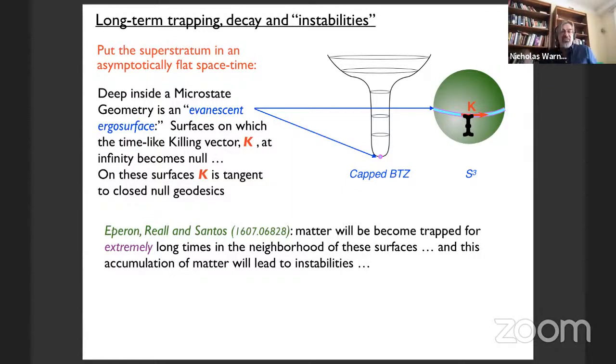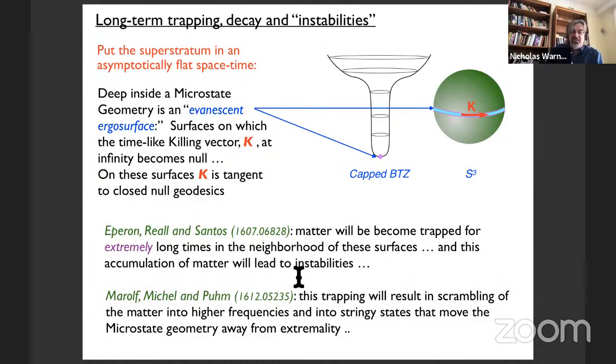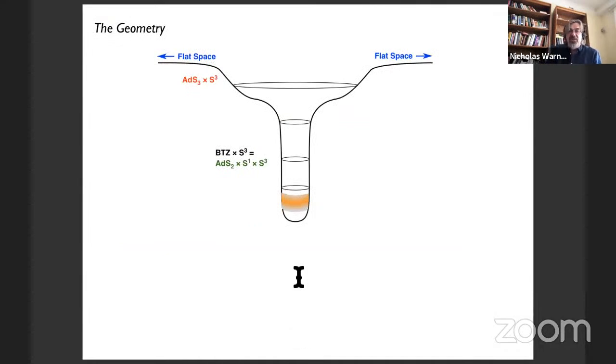You know, it's like the dust that collects under the sofa. Slowly but surely, it forms a black hole. But in this particular case, they thought this accumulation would lead to instabilities. But in a somewhat more detailed analysis, Marolf, Michel, and Puhm showed, or argue, that this trapping will probably result in scrambling of matter into higher frequencies and into stringy states that move the geometry perhaps away from extremality. So another way to do this is you can use the fact that this geometry has this flat space structure, and we can actually analyze this.